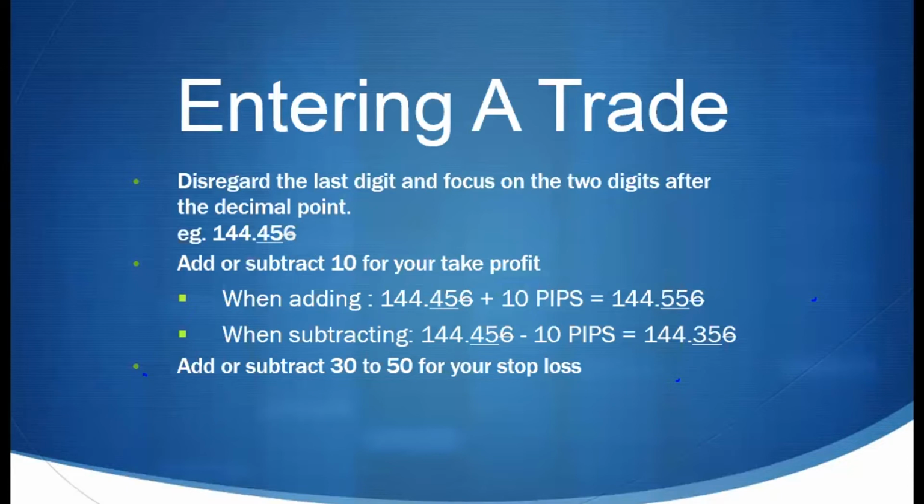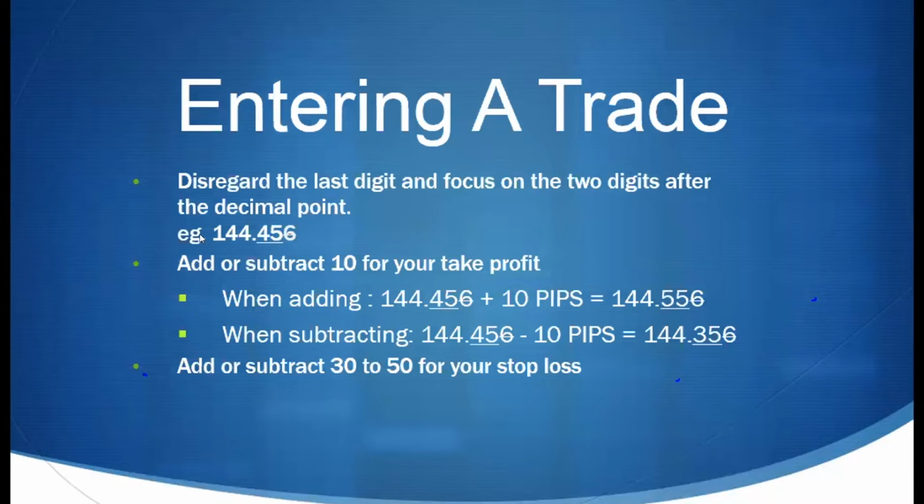Entering a trade. If you're new, this is gonna look foreign to you, but this is key on how to enter and exit a trade. So you're gonna disregard the last digit of your entry point when you enter that trade as a buy or sell. So I may say buy, right? You click the buy button. Well, your entry price, your entry point, is where you enter that trade if it's market execution. If I say sell, same thing. After you enter that trade, you're gonna get an entry point, and when you get that entry point, you're gonna disregard the last number, okay? And then you're gonna basically focus on the 2 digits after the decimal point.